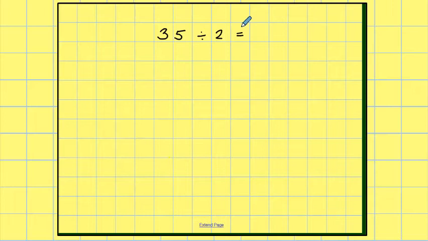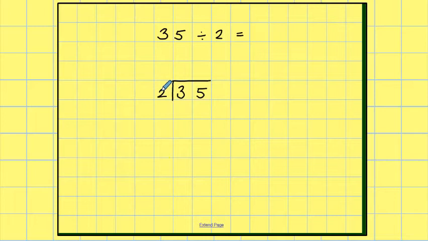Anyway, let's find out. So we set out our bus stop short division. So we put the big number here. So we've got 35. And then we enclose that in our bus stop. And this is our division sign, effectively. And then we put the number that we're dividing by outside of the bus stop. So everything that's inside is going to be operated on by the number that's outside of the bus stop.